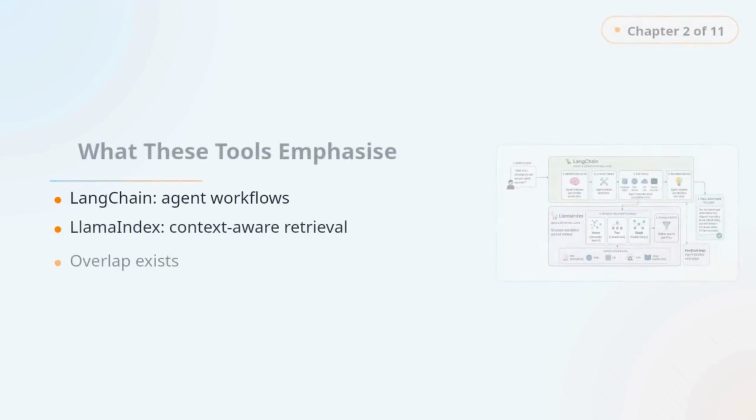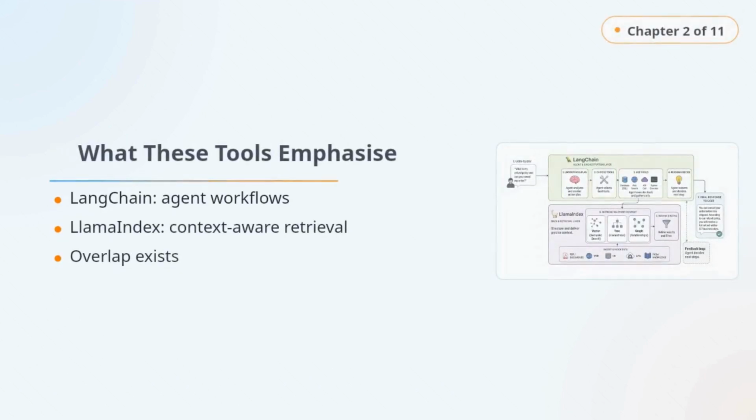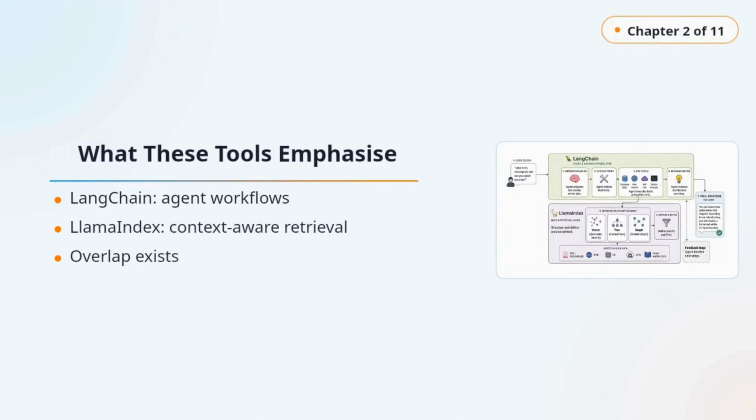Both LangChain and LlamaIndex appear in modern AI stacks, and yes, they overlap, but their strengths are not exactly the same. LangChain is usually preferred for complex chaining, tool use, and agent orchestration. LlamaIndex is often stronger when the main challenge is connecting data, structuring information, and improving retrieval quality.